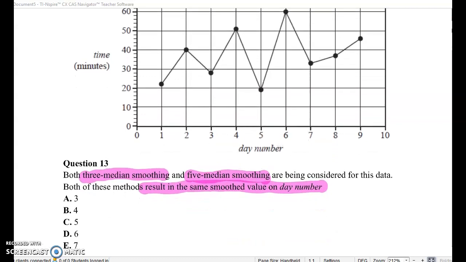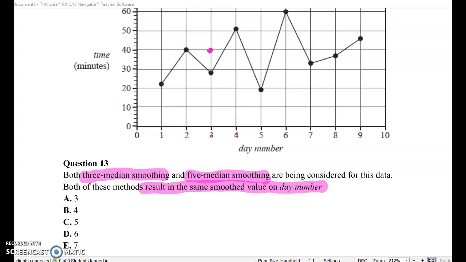So let's see what we'd get for day 3. Day 3 with the 3 median smoothing. So we're getting data from 1, 2, 3, centered on day 3. So that data is 1, 2, 3. Remembering we're counting from lowest to highest in terms of that time. So that's where that is.